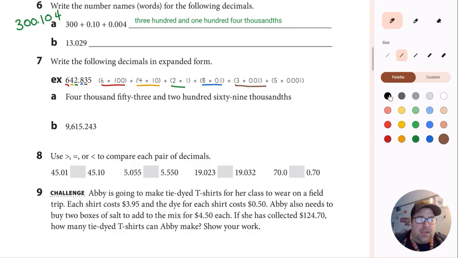And I guess we'll go black. Sure. 5 is in the thousandth spot, so 5 times 1,000th. So again, we're just kind of breaking those apart. So 4,053 and 296 thousandths. This tells us where the decimal is going to go.